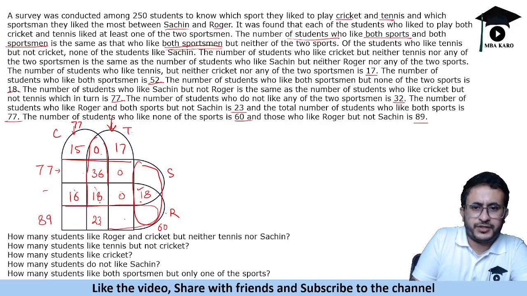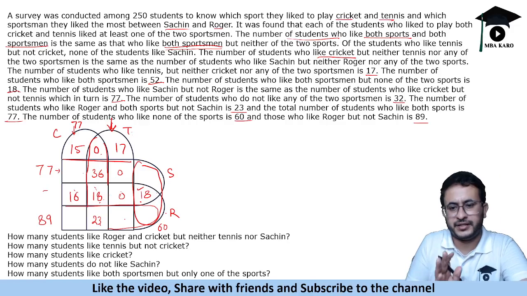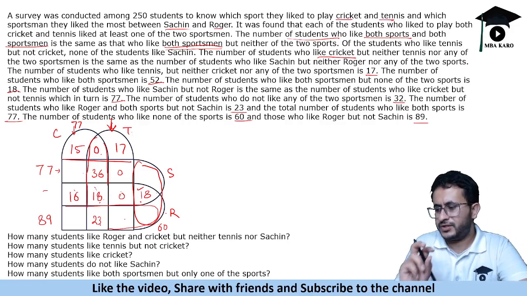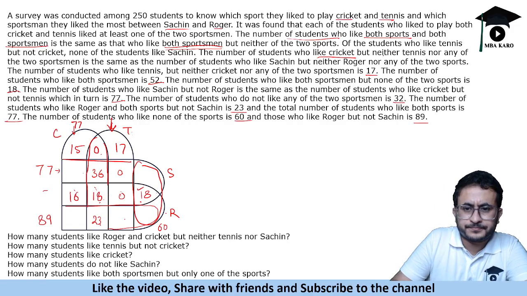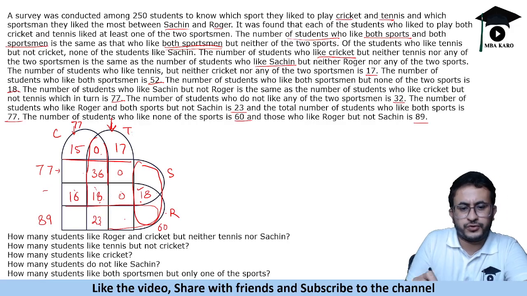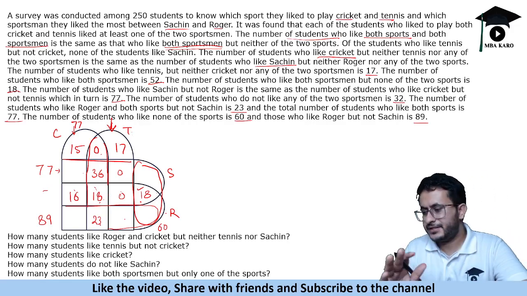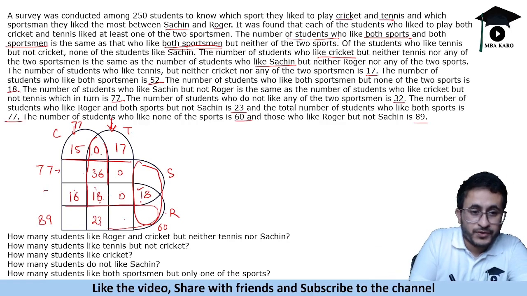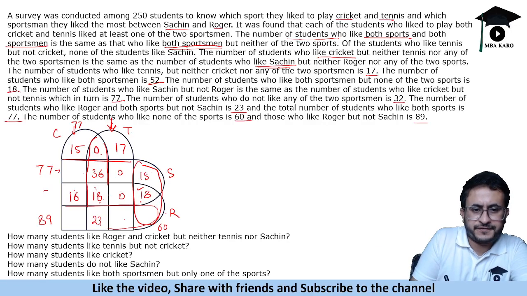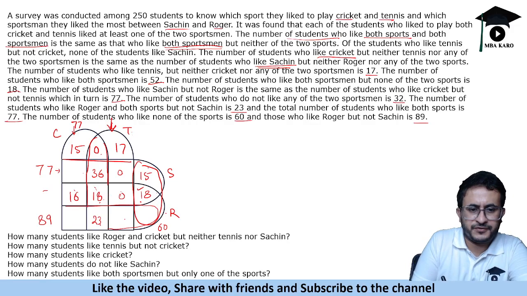The number of students who like cricket but neither tennis nor any of the two sportsmen is the same. So that means only cricket. They like cricket, they do not like tennis, they do not like any of the other sportsmen. So this value is the same as the number of students who like Sachin but neither Roger nor any of the two sports. So basically only cricket is equal to only Sachin. Okay. So like Sachin but neither Roger nor. So this is 15. So this is 15. So ये 15 भी put हो गया.